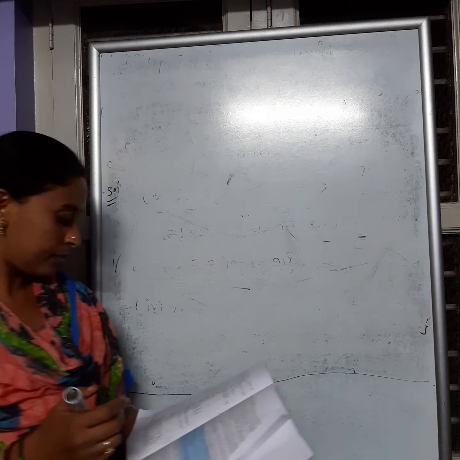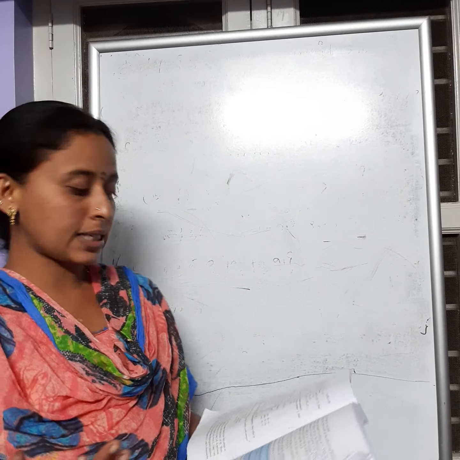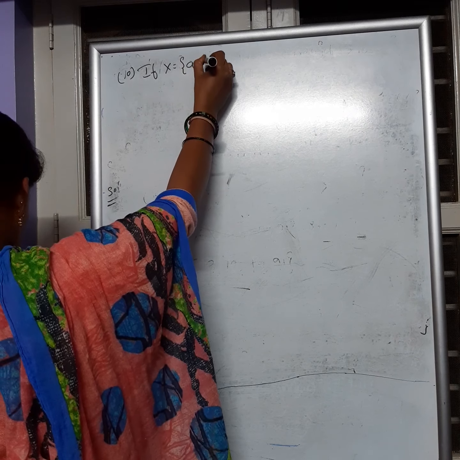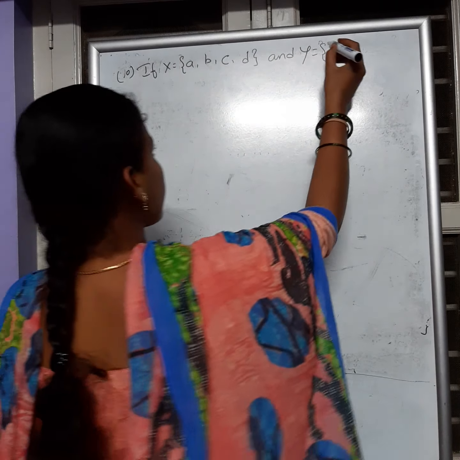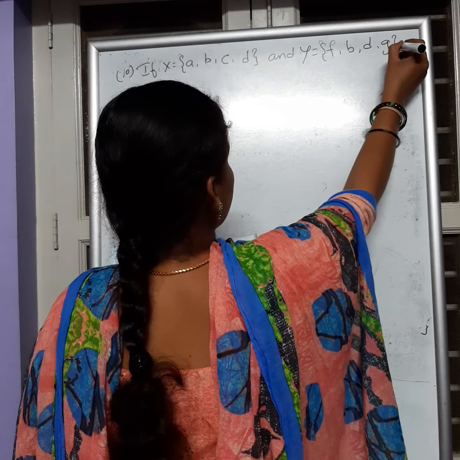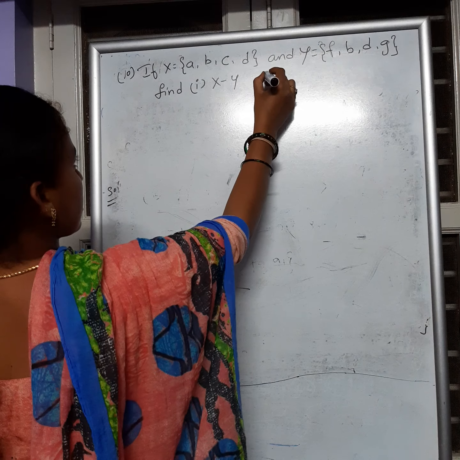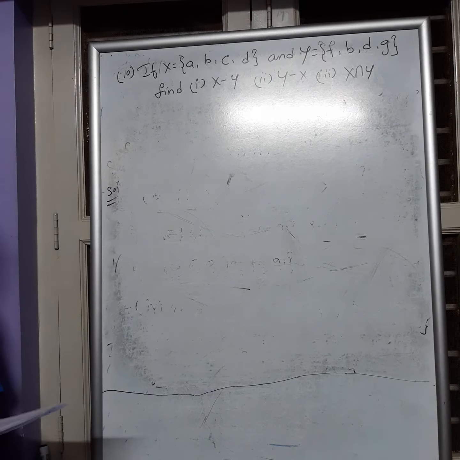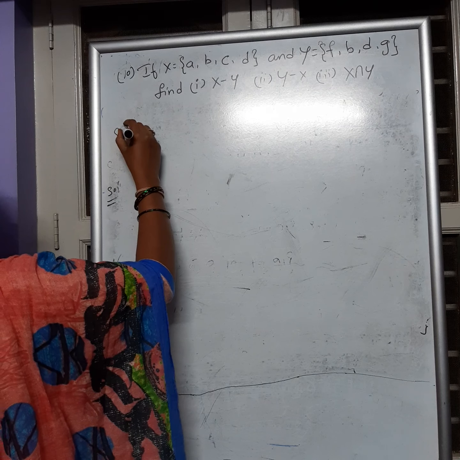And 10th problem. The 10th problem is also similar to the 9th one, meaning x minus y, y minus x. 10th one: if x equal to {A, B, C, D} and y equal to {F, B, D, G}, then find first one x minus y, second one y minus x, and third one x intersection y. Solution.